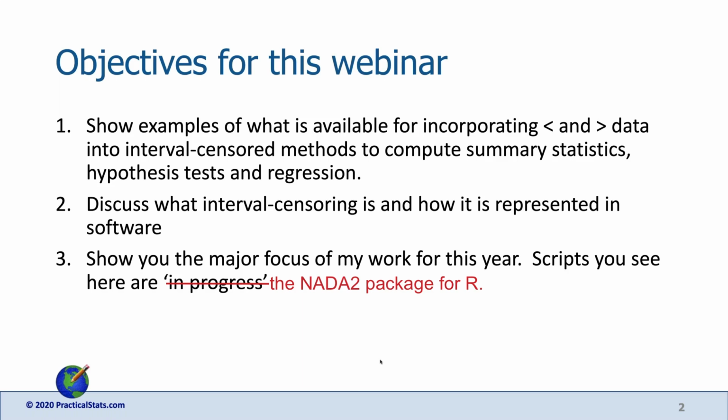And I'm using this to show you the major focus of my work for this year, because I'm working on interval censored methods. And there will be one or two scripts that you'll see here that are in progress and will be done. One of them fairly soon, and others by June at least. So I'm just giving you a heads up on the types of things that you'll be able to do soon.